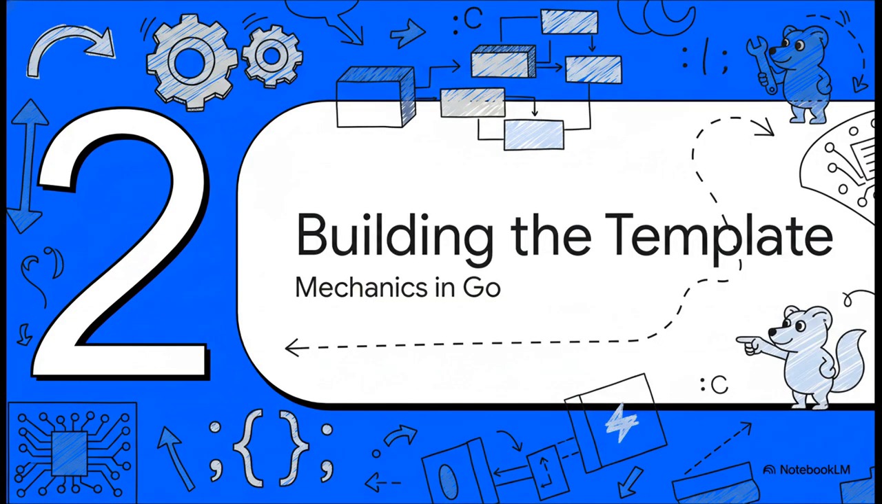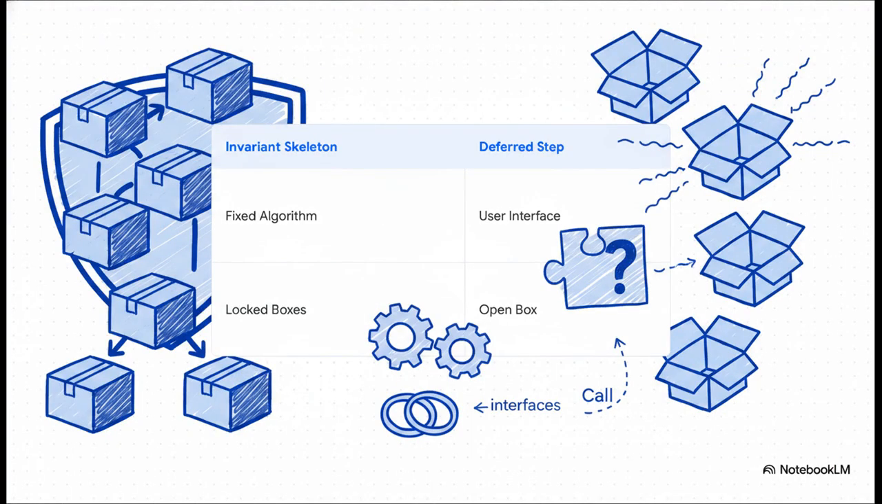Section 2. Building the core template. Let's look at the mechanics in Go. So, how do we actually build this? We start with an invariant skeleton struct that holds our fixed algorithm, those locked boxes we just talked about. Then, for the deferred step, we define an interface. Since Go doesn't use traditional class inheritance like Java or C++, we do this entirely through composition. We just embed the interface into our struct, or pass it in as a dependency. The skeleton simply calls the interface methods when it reaches that open box phase. It's a remarkably clean architectural choice.